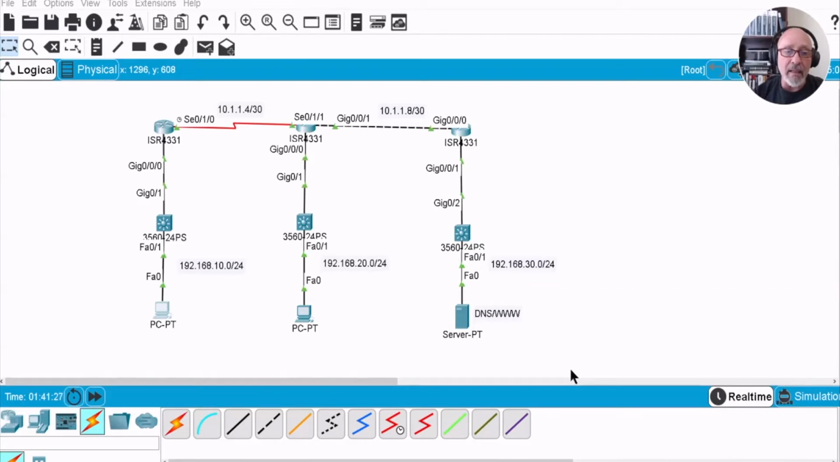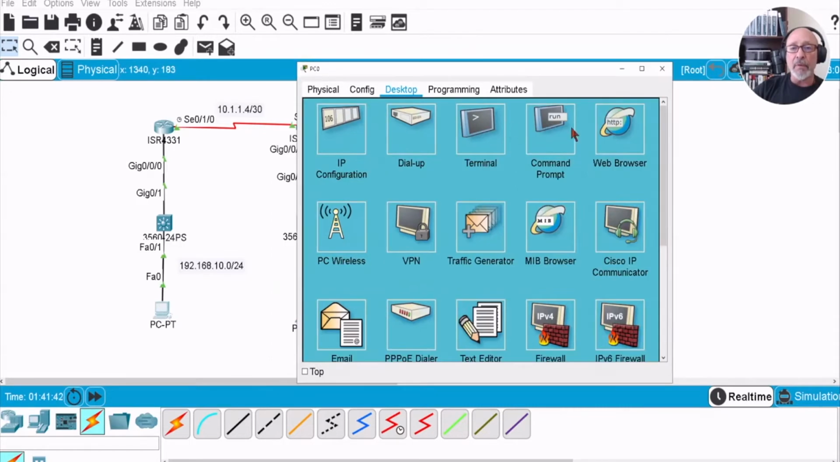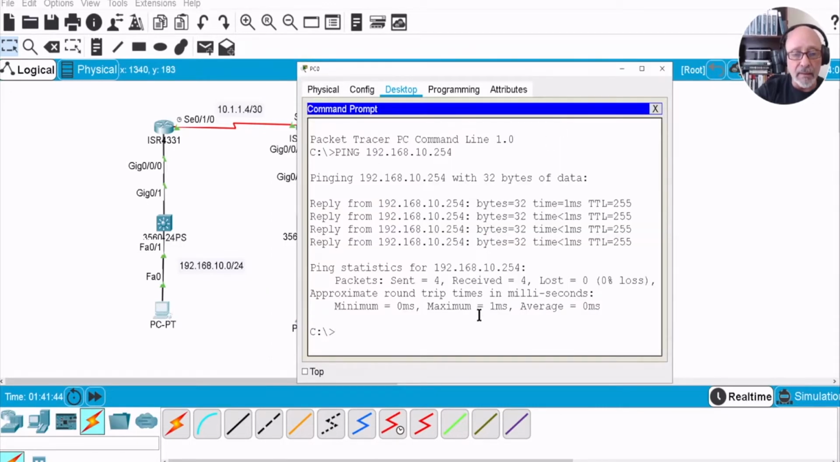So let's test our configuration. Let's verify, right? One of the things that we're going to verify, obviously, is Telnet and SSH. So we're going to go into our PC. Let's go here, and let's do a Telnet to the 192.168.10.254.